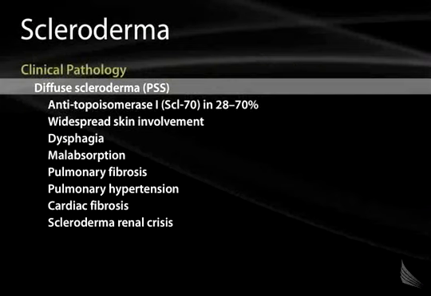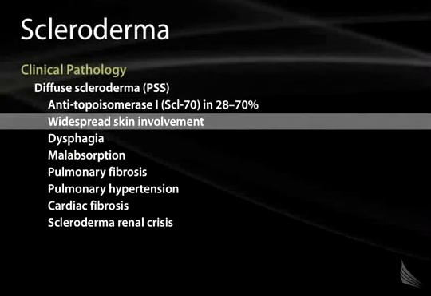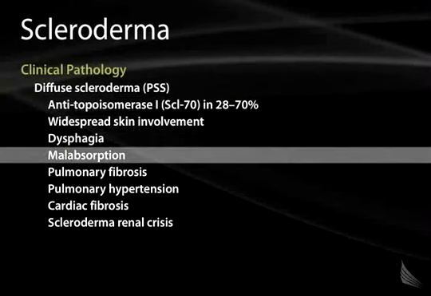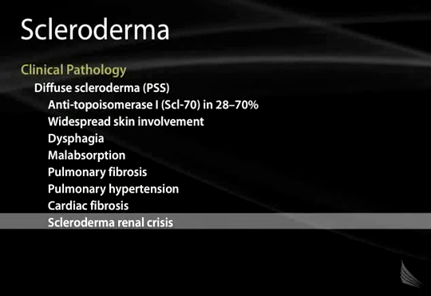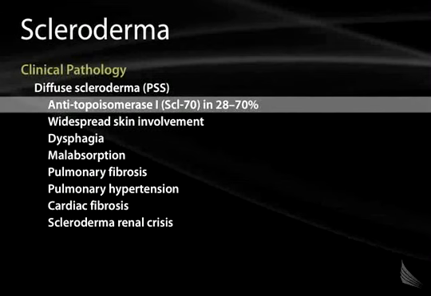Diffuse scleroderma, or progressive systemic sclerosis, has widespread skin involvement with dysphagia, malabsorption, fibrosis with pulmonary hypertension if the pulmonary vascular tree is involved. There can also be cardiac fibrosis or sclerodermal renal crisis, which leads to rapidly progressive acute renal failure, and these patients can end up on dialysis. The laboratory exam includes an anti-SCL70 or topoisomerase 1 in between 28 to 70% of patients. So this diffuse scleroderma, as the name implies, can involve any organ system really at all.